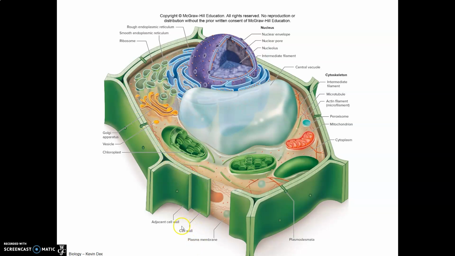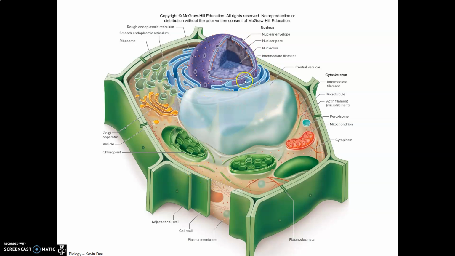Now the cell wall is composed or built of cellulose. And the cell wall is outside of the plasma membrane. So the plasma membrane is still there, selectively regulating passage of materials in and out, but the cell wall is an external rigid structure that's going to help provide some shape for the plant cell. And it's also going to play a role as plant cells form plant tissue when they're connected to one another.